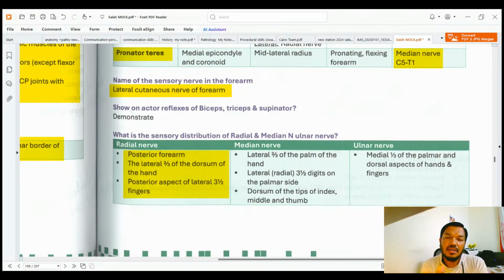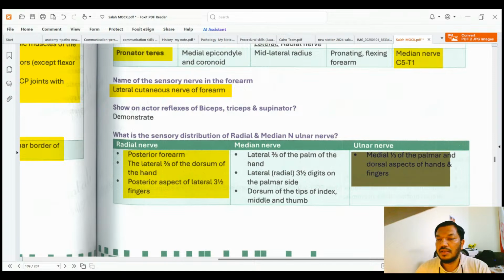Now median nerve: lateral two-third of the palm of the hand, lateral 3.5 digits on the palmar side, and the dorsum of the tip of the index, middle, and thumb. Now ulnar nerve: medial one-third of the palm and dorsal aspect of the hand and finger.